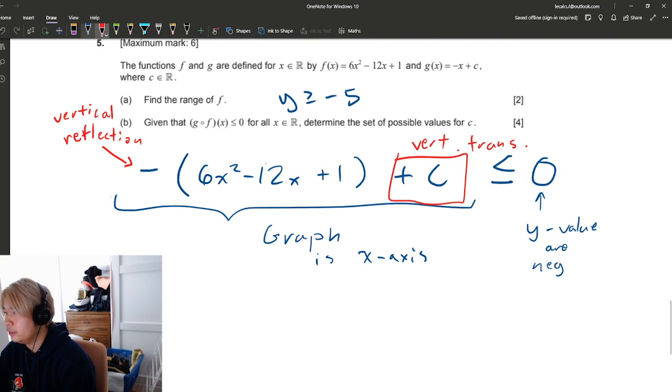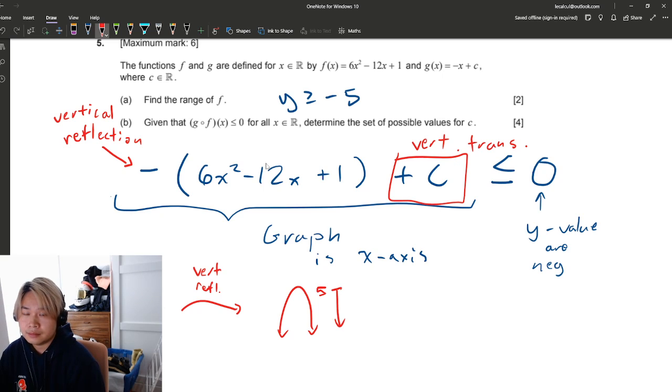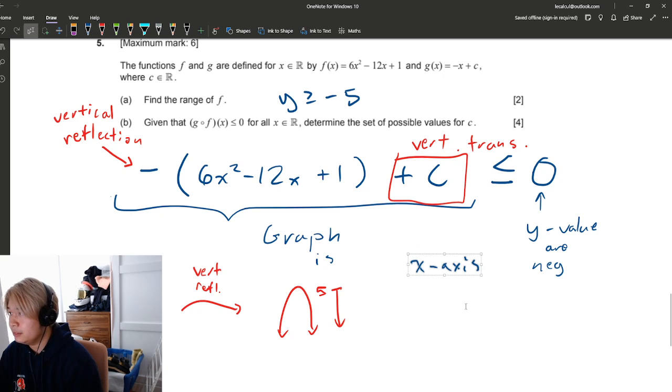From part A, I know that this is -5 and up. If I vertically reflect it across the x-axis, then it's going to look like this, and it's going to be 5 and lower. Like I said before, we want to vertically translate this graph so that the entire graph, all the y values, are 0 or negative.